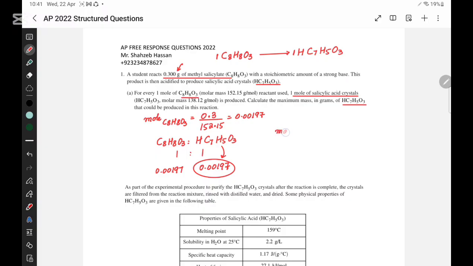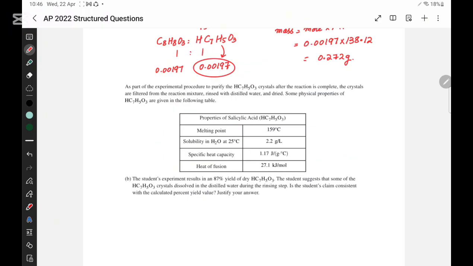And for mass, if you want to find out, mass is equal to mole times Mr. Mole is how much? 0.00197 times Mr, which is 138.12, and the answer comes out to be 0.272 grams.